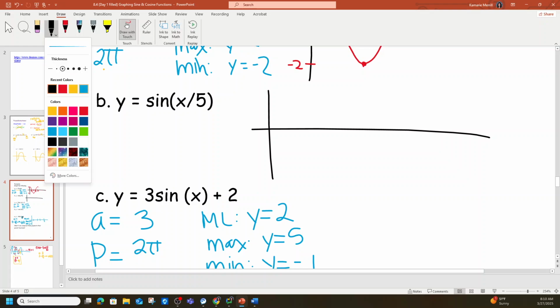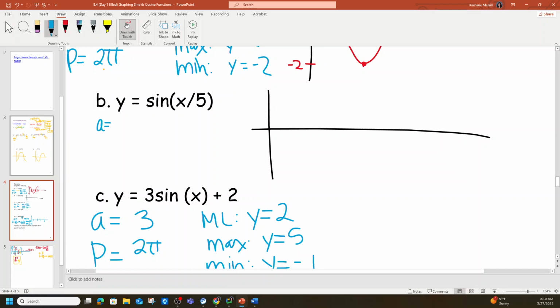All right, let's go ahead and find all of the pertinent information. So this is 2 pi over what? And let's label everything: midline, our max, and our min, okay? We want all of these things labeled and thought about. Okay, what's this one's amplitude? 1. What's this one's period?